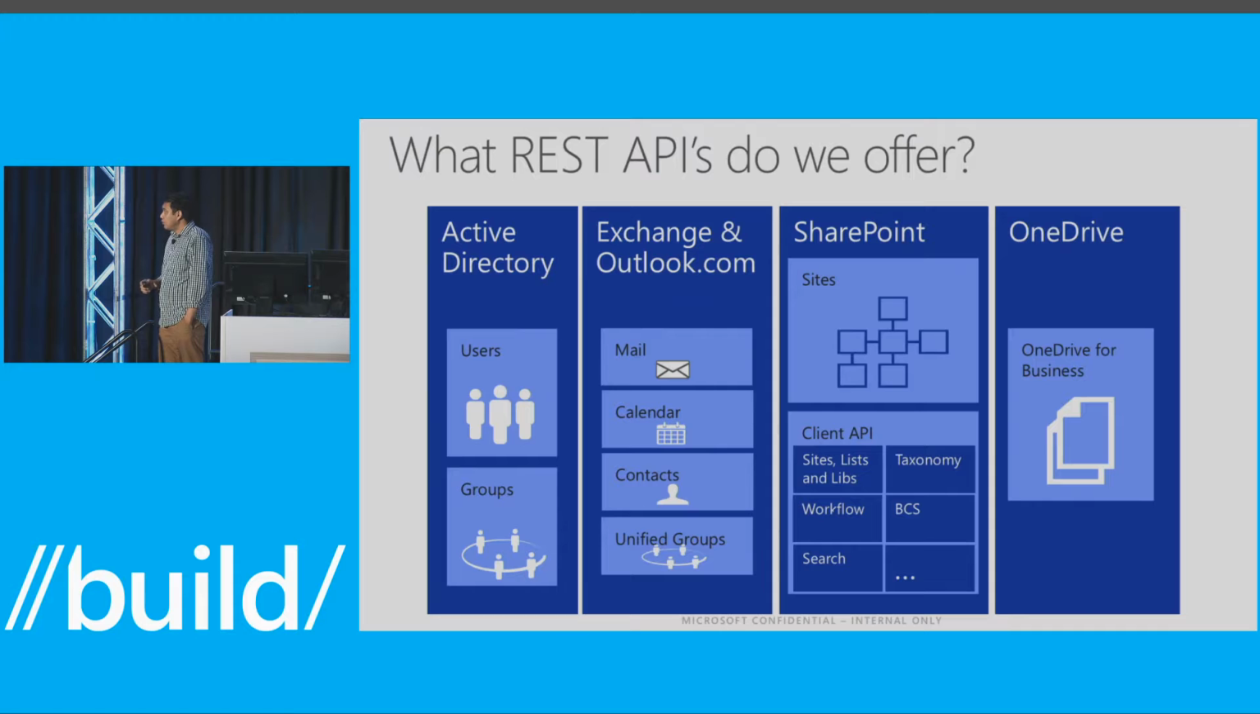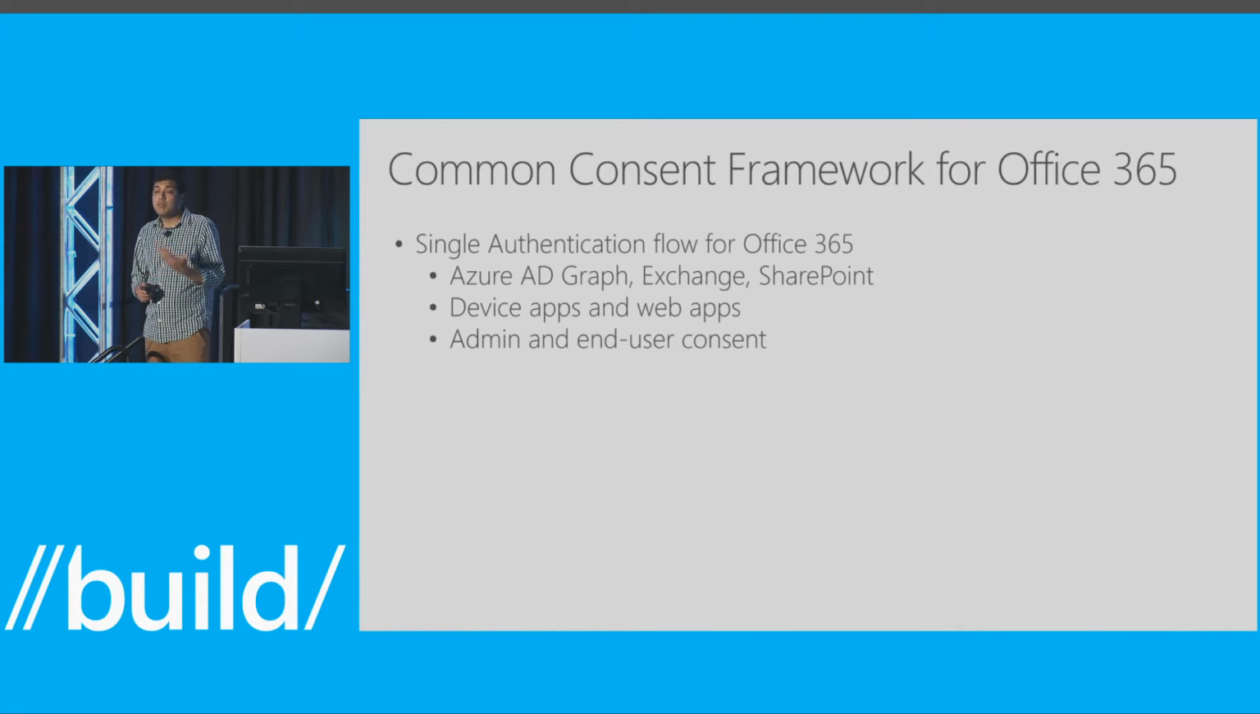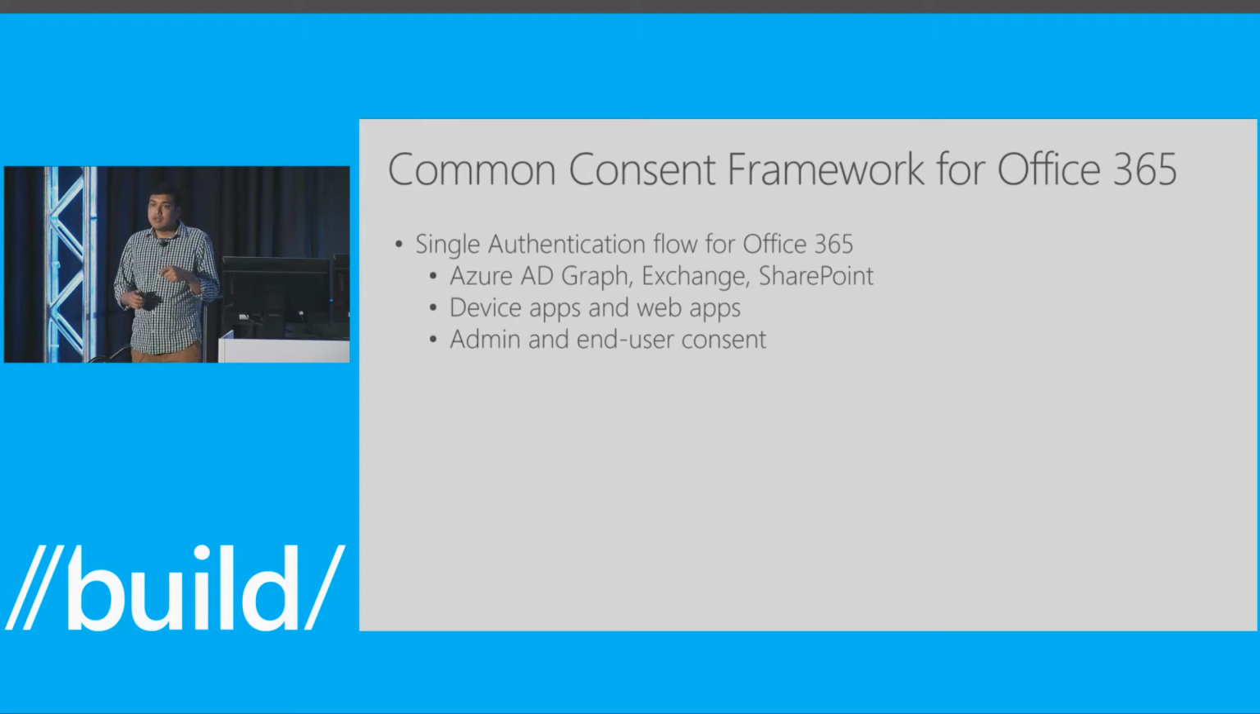So one thing that it shows you is that the list is large, and it's really growing. The goal is that we want to basically have a single authentication and single programming model to access all these APIs, so that you don't have to relearn how to program or get access to these different workloads every time you want to, say, work with Exchange or want to work with OneDrive. You can also build different types of apps. You can build device apps, web apps, and recently also single-page apps because we've added CORS support.